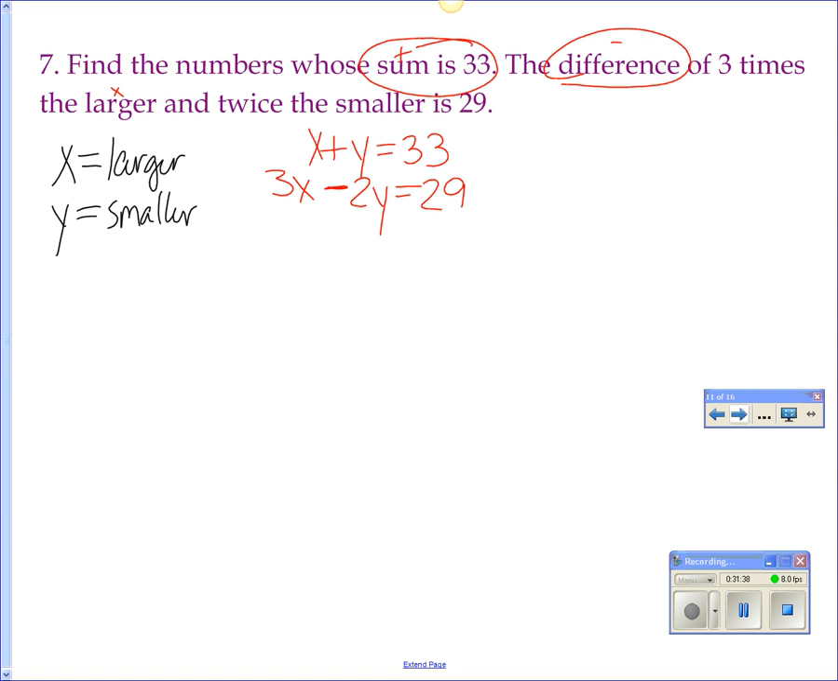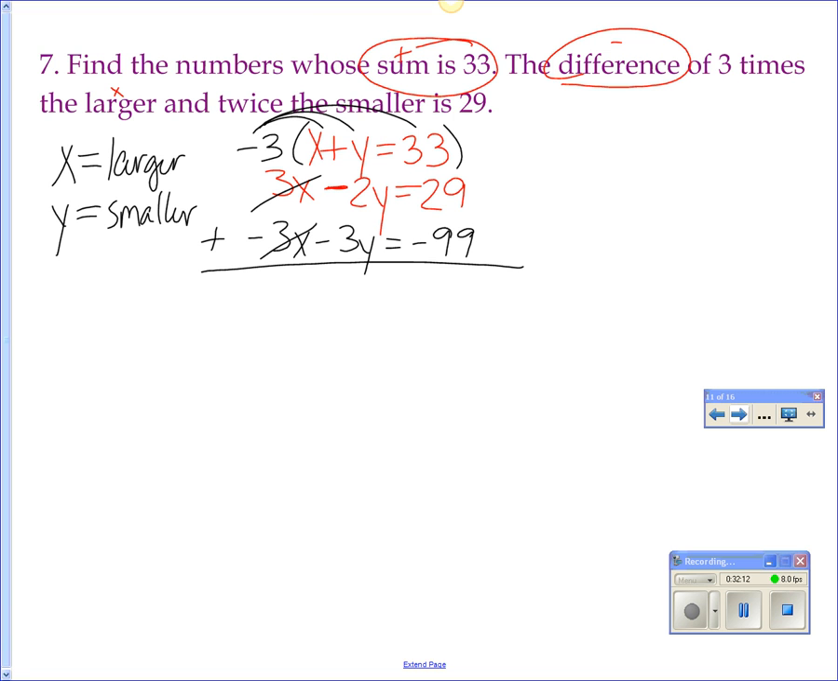All right, Elijah, help me from there. How do I solve that? Yes, multiply which one? By what? -3. You could also do it by +2. It doesn't matter. So I would get -3x, -3y, and -99. All right, put my plus sign out front. My x's cancel. What's -2y and -3y?